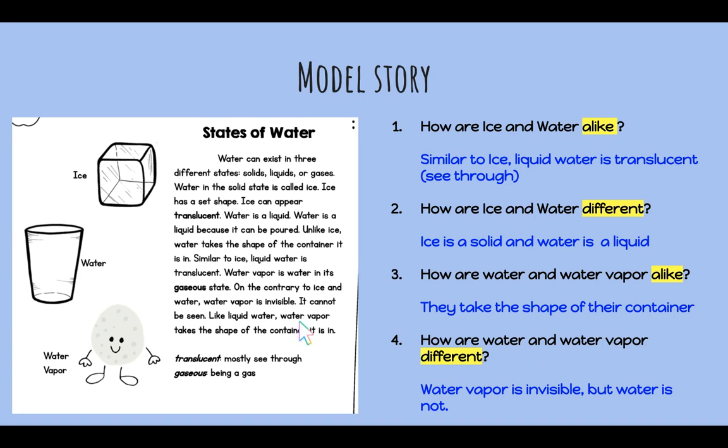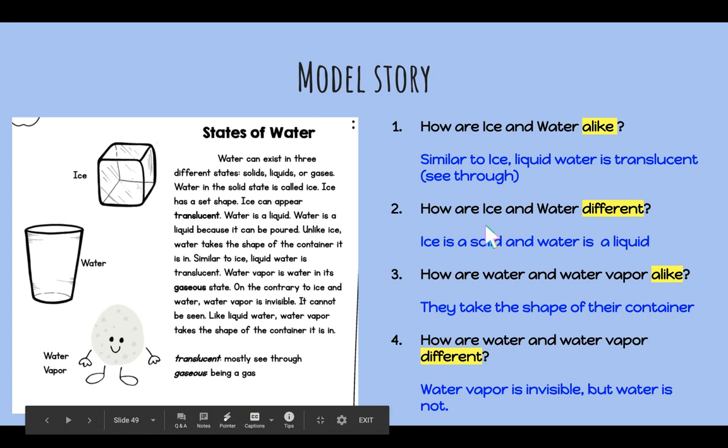Okay, so let me see if I can go through my text and I see a word similar here. So, similar to ice, liquid water is translucent. Oh, perfect. So, there we go. I found a way that they're alike, and I'm even able to reference it back in my text, okay? And I can confirm here that it talks about ice, and then it is talking about water, okay? And it uses that word similar, which tells me that's how they're going to compare, because that is a comparing word.